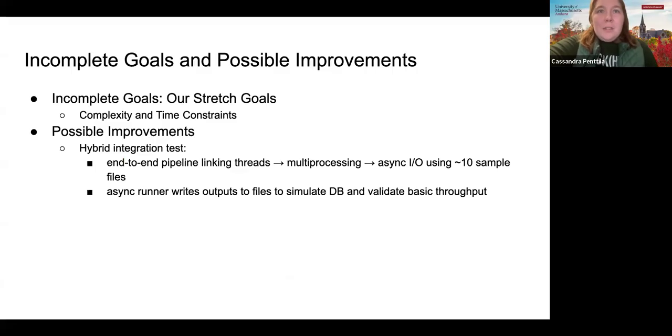Our main stretch goal is centered on a hybrid integration that chains threads into multiprocessing and then into async IO, using about 10 sample files to exercise the full pipeline. The async runner would write outputs to files to simulate a database and let us validate basic throughput. We weren't able to complete this work due to the complexity and time constraint, but it's a clear next step. Those improvements would help us make stronger data-driven recommendations.